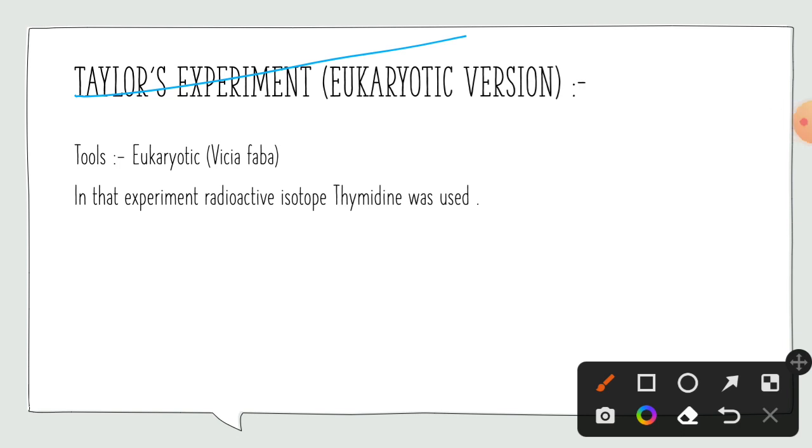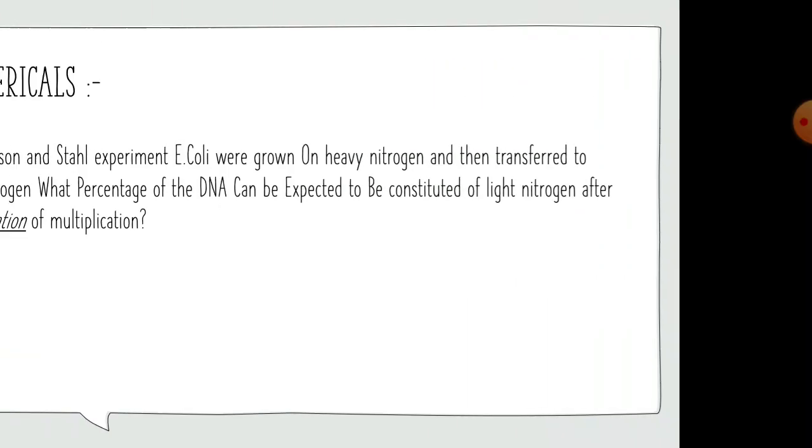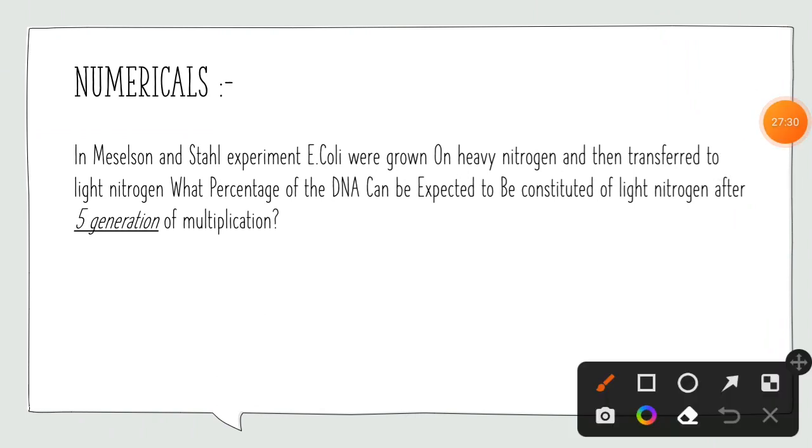And in the Meselson experiment we are not using any kind of radioactive material. Instead we are using N15 and N14, but they are not radioactive. Okay, so now I have taken a numerical for you: in the Meselson-Stahl experiment, E. coli were grown on heavy nitrogen and then transferred to light nitrogen.